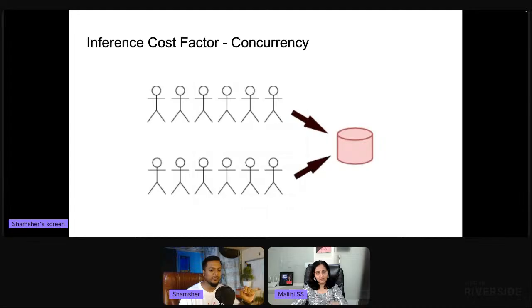The last one is concurrency, which means how many users are simultaneously accessing that large language model. So if you are asking ChatGPT, you are the only one person, but at the same time, people around the world are also using the same interface to ask ChatGPT, right? So the next inferencing cost factor that will be considered is concurrency. How many users are simultaneously using it?